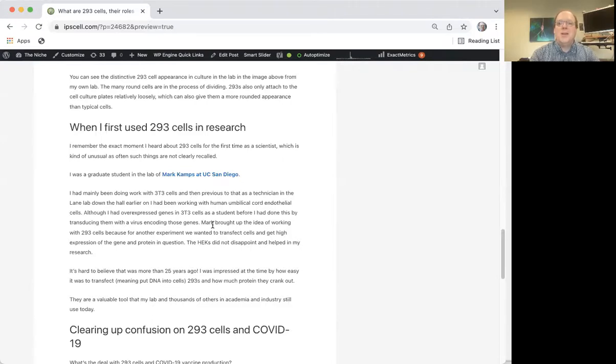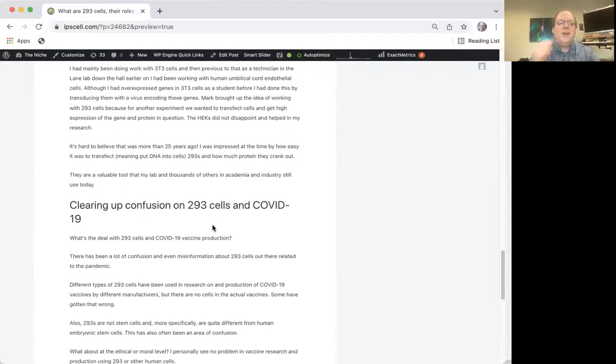I think it's probably true that hundreds or thousands of research labs around the world use these cells. They've been used in ways that probably have saved many lives, even if you set aside the whole COVID arena, where again, helping produce the vaccines has certainly saved a huge number of lives.